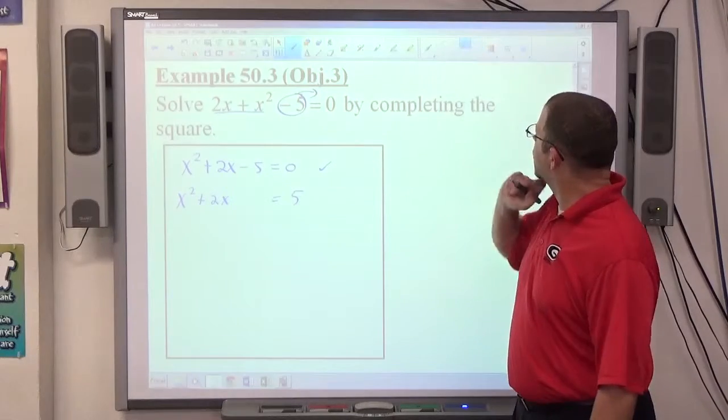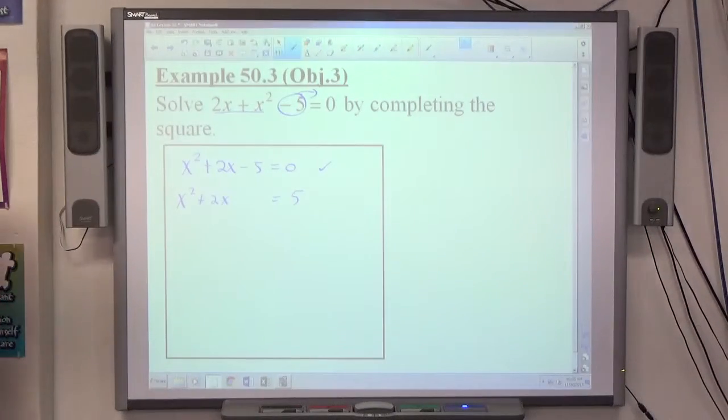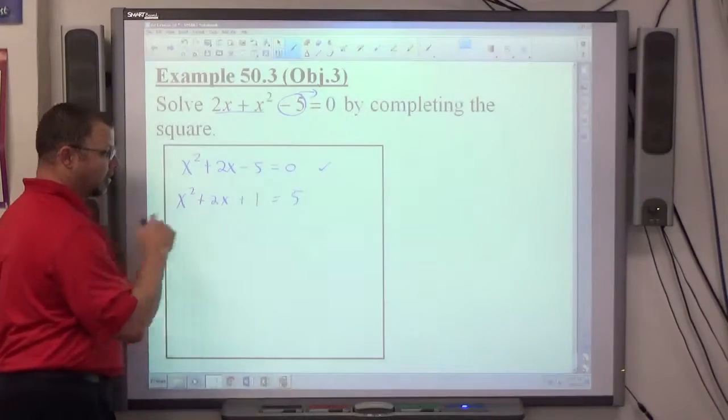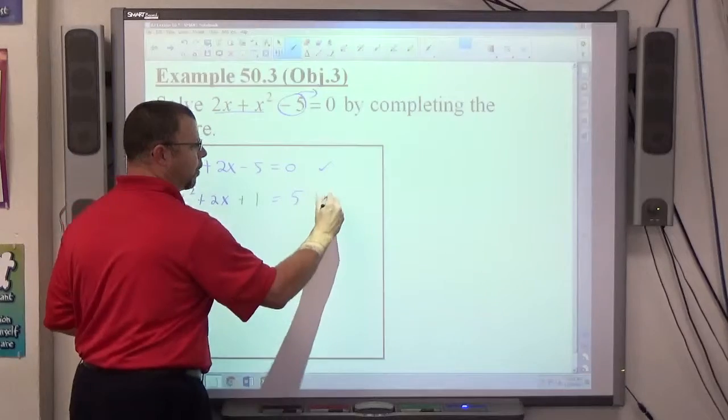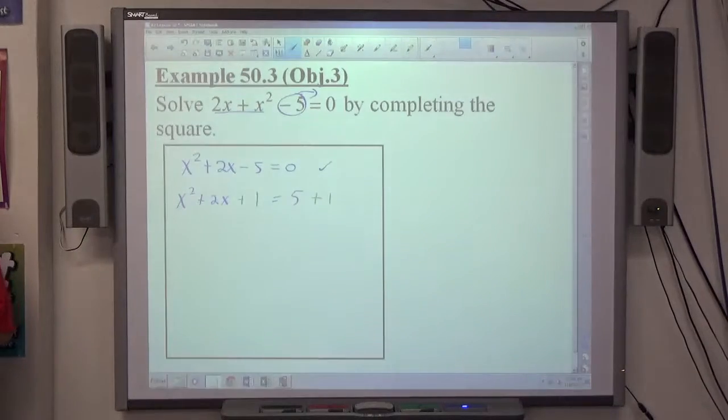Alright, let's go with Austin. What's the magic number on this problem? It would be 1. Perfect. We take half of 2 as 1 and 1 squared is also 1. So adding 1 to the left requires me to add 1 to the right because again, that's just a basic rule of algebra. We learned it about the 3rd week of Algebra 1, the additive property of equality.